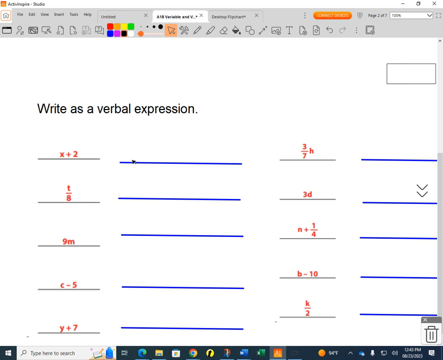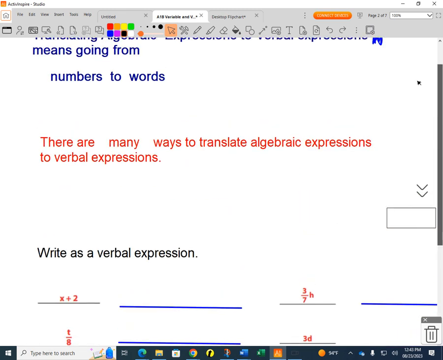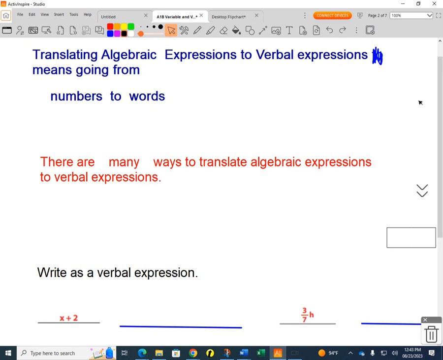So here's my suggestion, my recommendation, my strategy for you to not mess up going from math to words. Keep it simple, all right? There's lots of ways to say that. Probably the easiest one, though, is just, yes. Yep, there are many ways to translate algebraic expressions to verbal expressions.